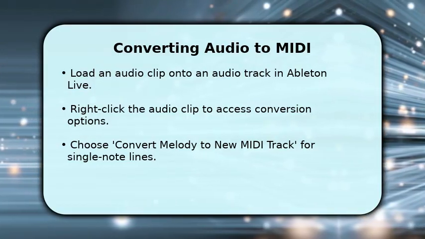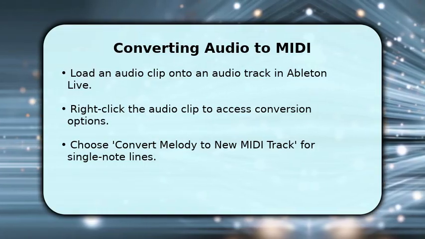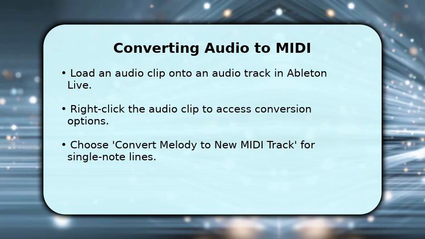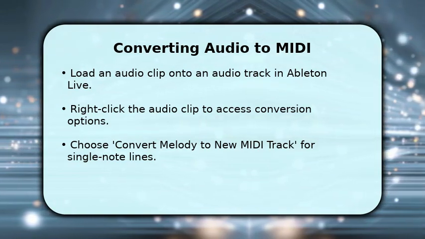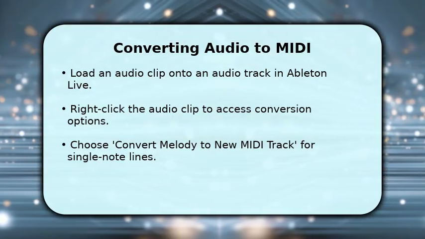For chords or polyphonic audio, select Convert Harmony to New MIDI Track. If you're working with a percussive loop, Convert Drums to New MIDI Track is your best option. Ableton will then analyze the audio and create a new MIDI track with a default instrument.